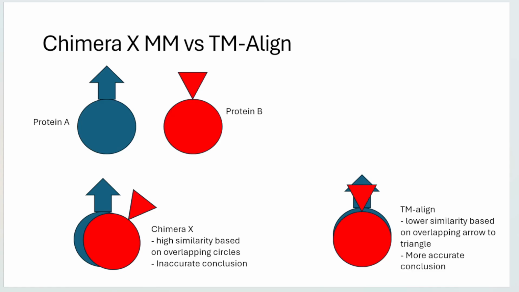TM align will more likely overlap as much of the protein as possible, and simply because the triangle of the red and the arrow of the blue protein doesn't match perfectly, it'll give a lower similarity and give a more accurate conclusion, a more accurate visual representation, I guess, and structural comparison of the red protein to the blue protein. So I don't like Chimera X matchmaker. I much prefer TM align, which is why I use that.